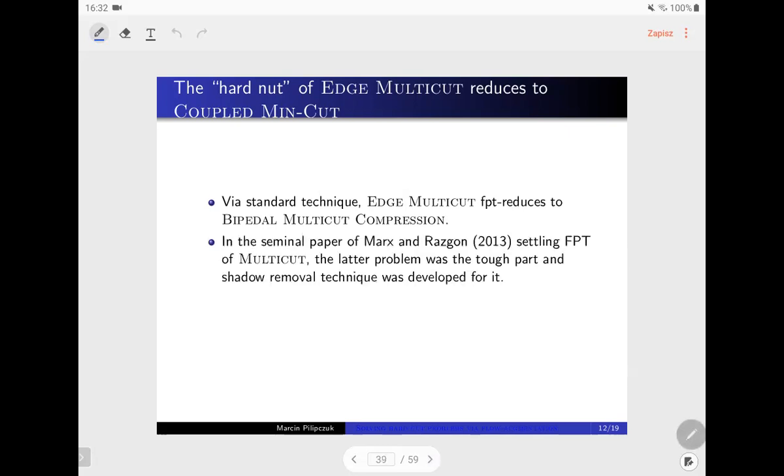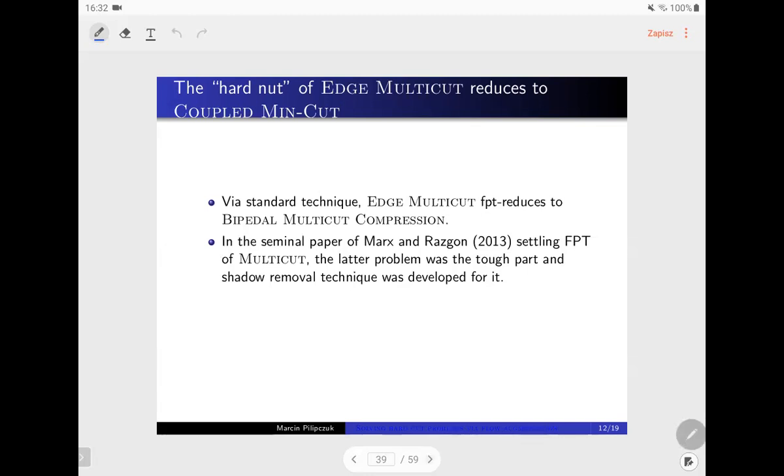And the point is that in the Marx and Razgon paper, there are a lot of very nice ideas to actually solve this bipedal compression variant. Massaging into this part is non-trivial, but it's like an introductory step. All the best ideas are actually to crack the bipedal case. And the whole shadow removal technique that was introduced in this paper was actually developed to solve the bipedal part.